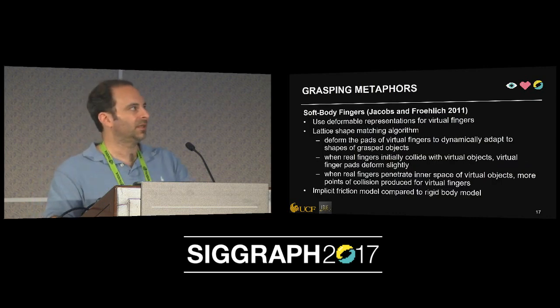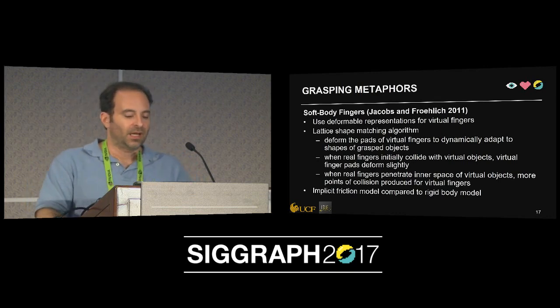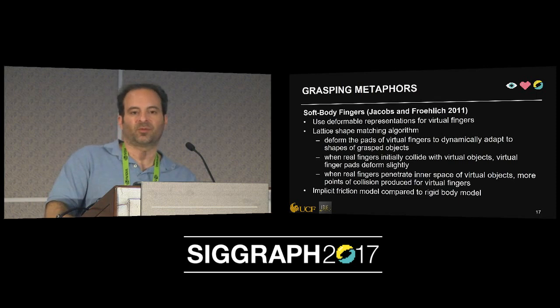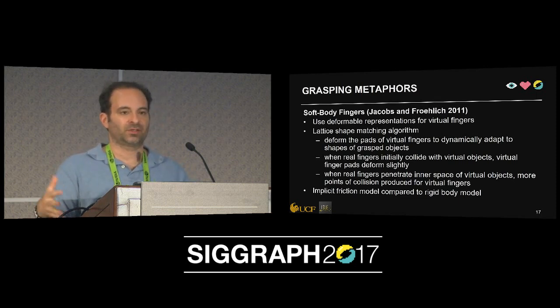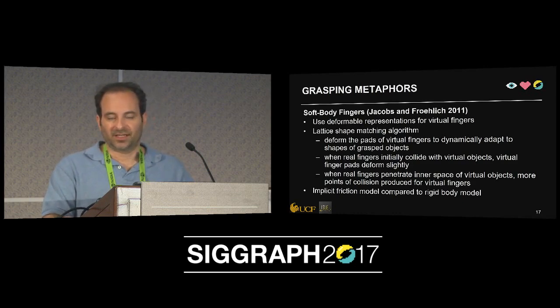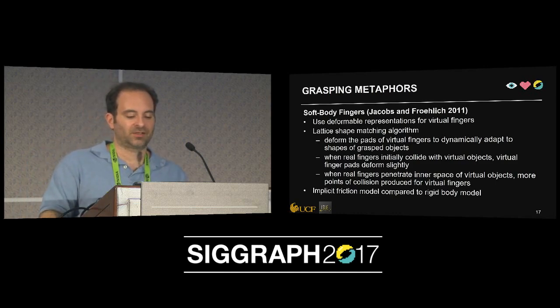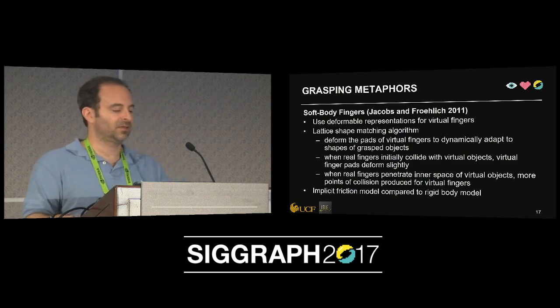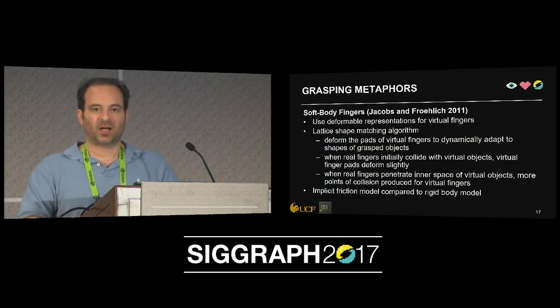So what people did was they said, well, let's do a soft body finger approach, a deformable representation for the virtual finger. So now your fingers, instead of being rigid objects, are actually deformable. And if they're deformable, that means they're going to change shape depending on what they interact with. So what soft body fingers does is use a lattice shape matching algorithm. That basically deforms the pads of the fingers to dynamically adapt to the shape of the grasped objects.